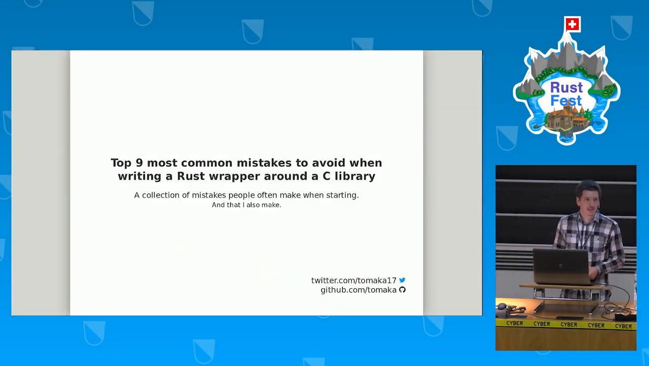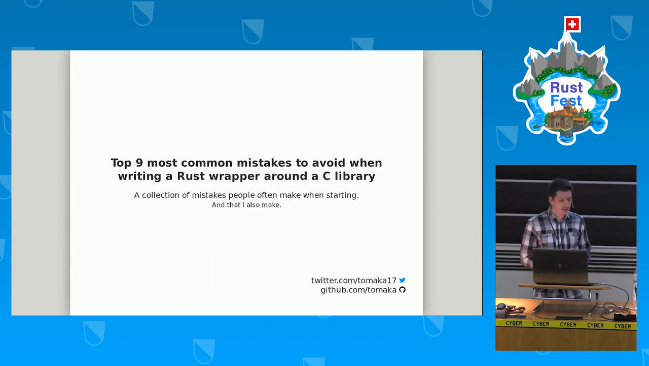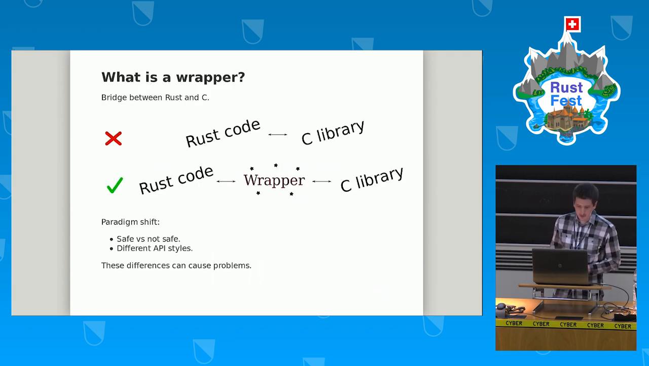So hello everybody, my name is Pierre Krieger, also known as Tomaka on GitHub, and this talk is named The Top 9 Most Common Mistakes to Avoid When You Start Writing a Wrapper Around a C Library. And it doesn't work, doesn't matter.